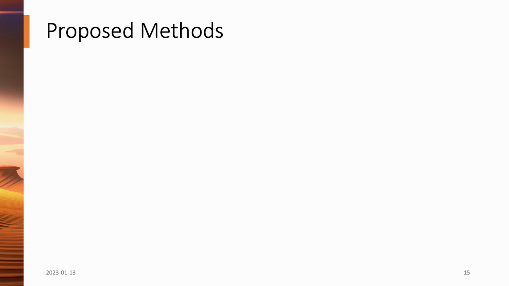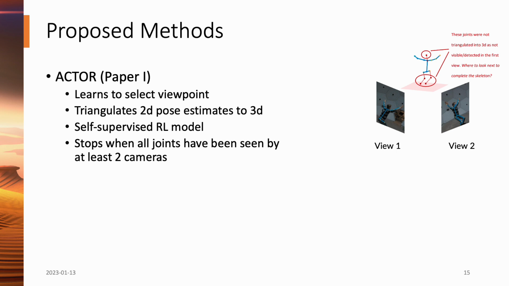In my thesis, two methods are proposed for solving active human pose estimation. In paper 1, we equip a reinforcement learning model with a 2D pose estimation network. It is then trained to select viewpoints such that it sees every person from at least 2 cameras so that they may be triangulated into 3D. Hence, the stopping condition for each time step is a heuristic rule that each joint should be observed from at least 2 cameras, which is the minimum number of cameras required to triangulate a point in 3D. We formulate a self-supervised reward based on 2D reprojection errors, which allows us to train the RL agent without any 3D annotation.